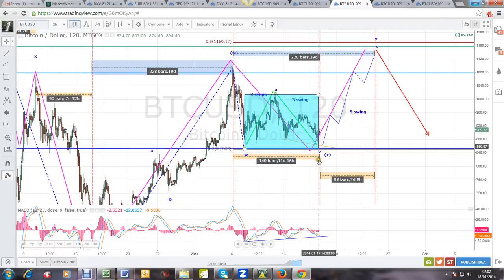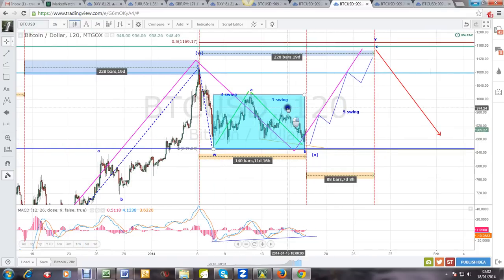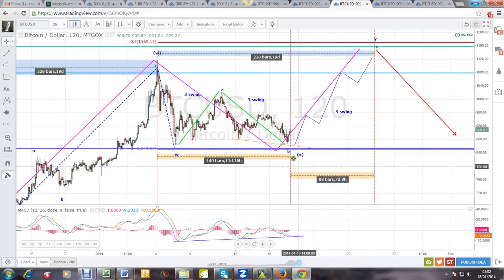So up to here, I said 140 is possibly where the low is going to be. And I posted this before the low was formed. And look, the low was formed just before that. And we are currently now passing the boundary of 140. You have to allow 1 or 2 bars on either side because it's not exact, and I'm measuring 2 hours as well. So we are approximately right.